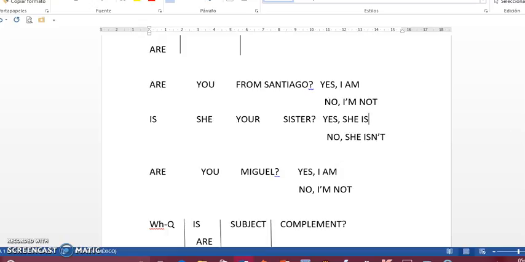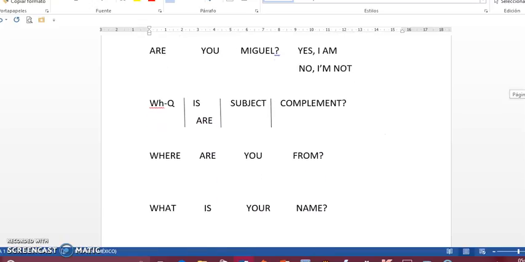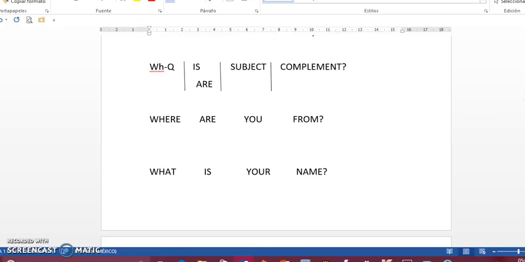Well, and then we also have the information questions, the WH questions. They are called information questions because the answer is going to be information. For example, if I am asking a question with where, remember that where means donde. My answer is going to be a place. If I am using what, remember what significa que o cual, the information is going to be something, okay?